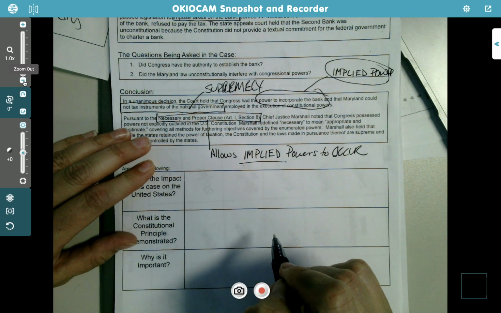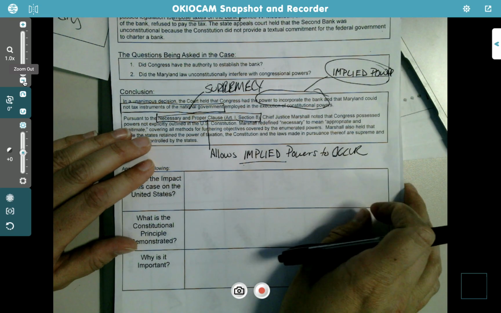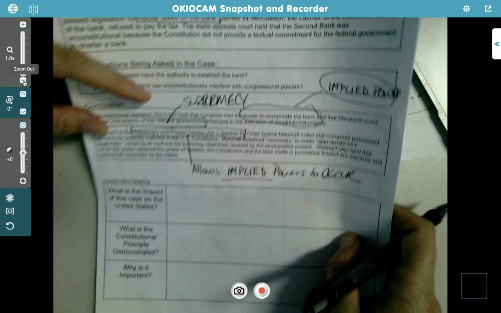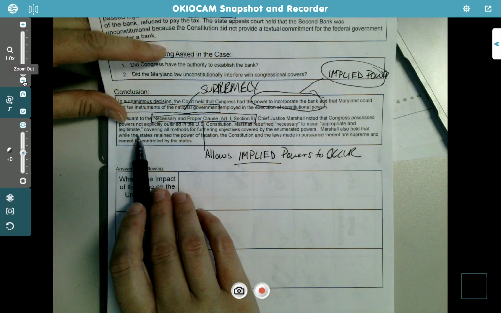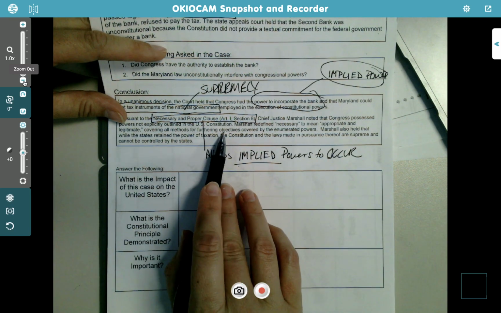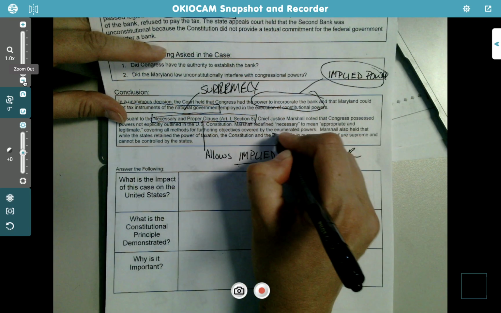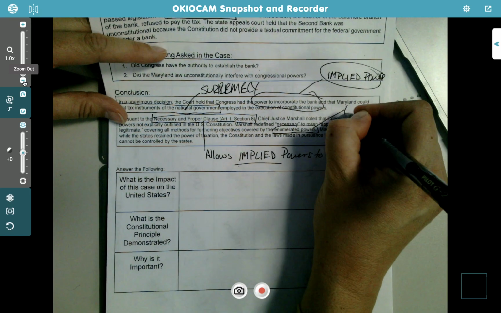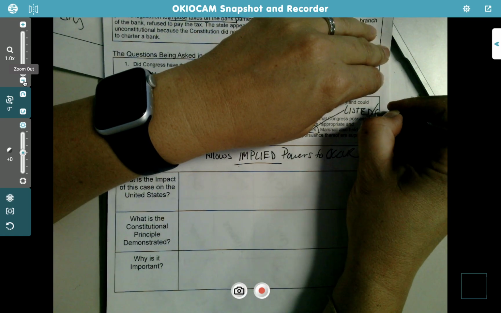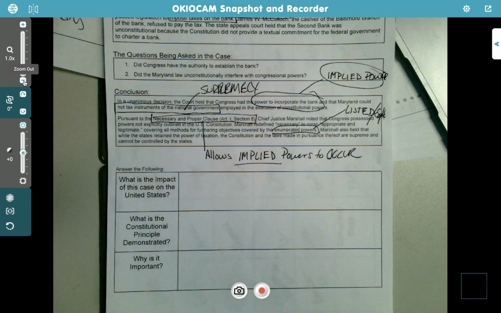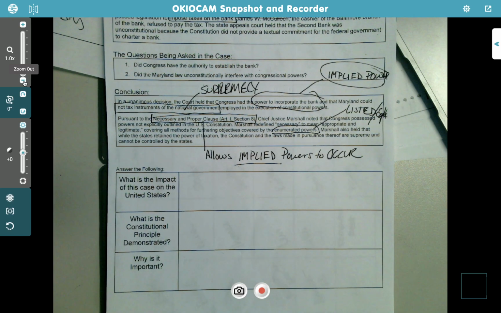This is a big deal. These are major principles the U.S. government is going to have to deal with. Marshall redefined necessary to appropriate and legitimate, covering all methods of furthering objectives covered by the enumerated powers. Enumerated powers are the ones listed, also known as what? Explicit. Okay? Marshall also held that while the states retained the power of taxation, the Constitution and the laws made in pursuance thereof are supreme and cannot be controlled by the states. Perfect.